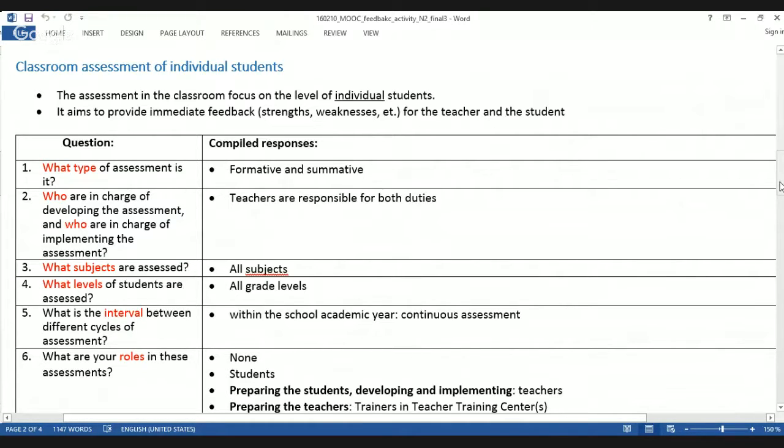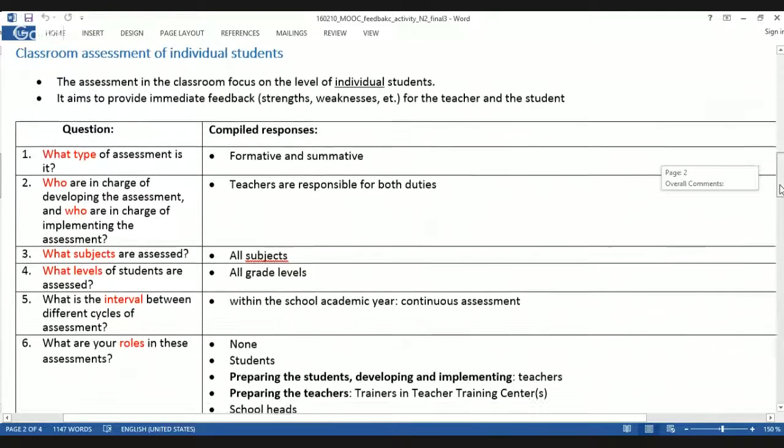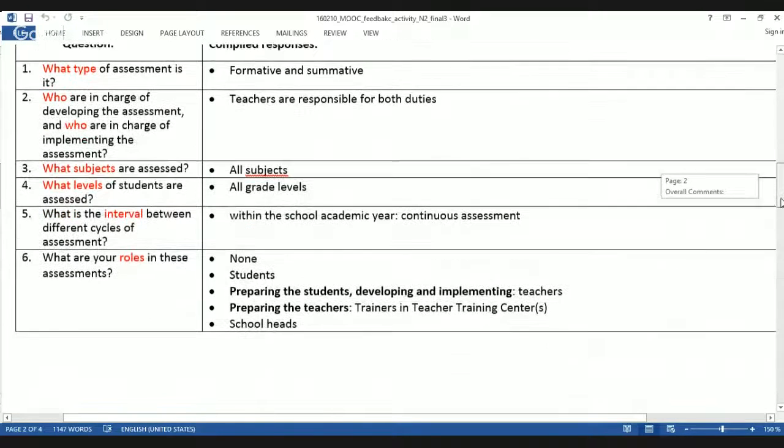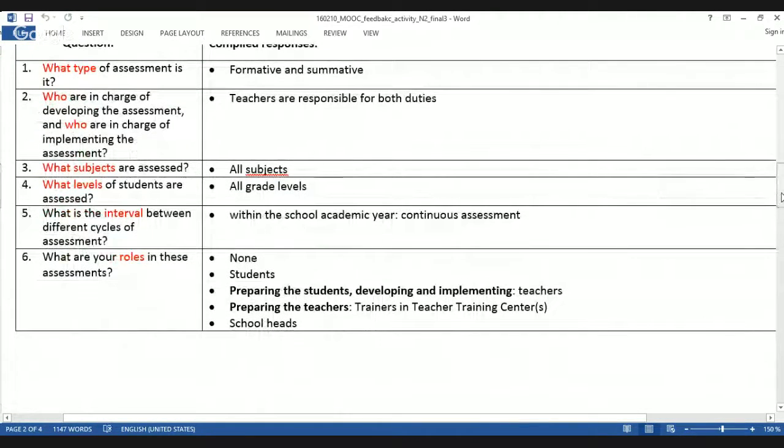It is formative and summative, and the teachers are responsible for designing and also implementing this assessment. And sometimes there is a school head who also provides some support. What subjects? In fact, all of them could be part of the assessment. What levels? So this type of assessment is conducted at all grade levels.